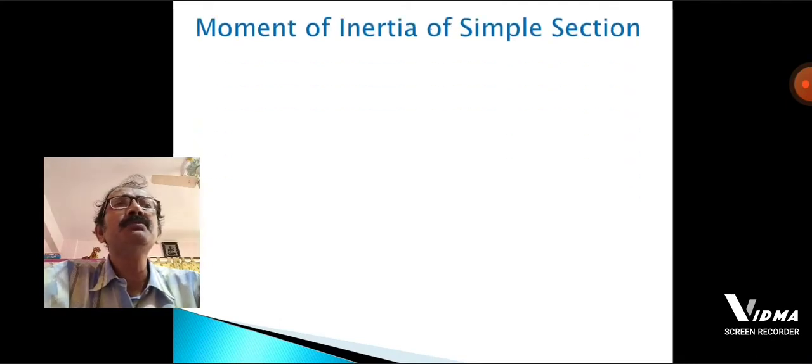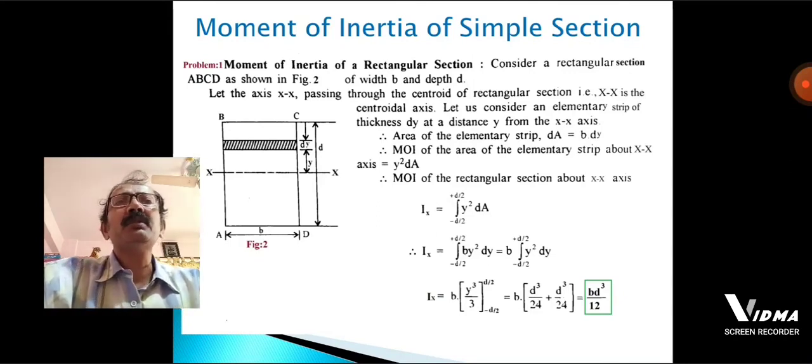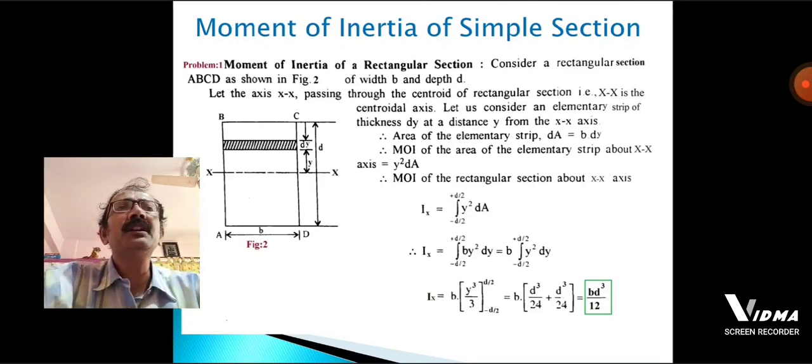Now moment of inertia of simple sections. Problem number 1: moment of inertia of a rectangular section. We have to calculate the moment of inertia of this rectangular section. In figure 2, there is a depth D and the width B, and the axis is passing through the centroid. Let us consider a small strip of thickness dy at a distance y from the reference axis, that means the centroidal axis, the xx axis.